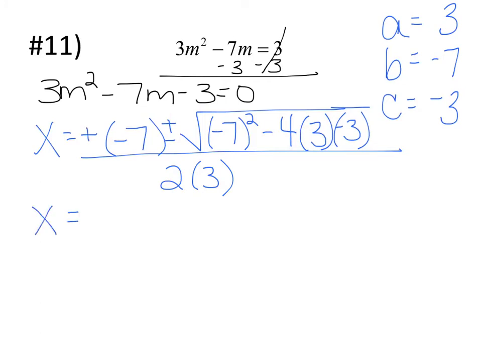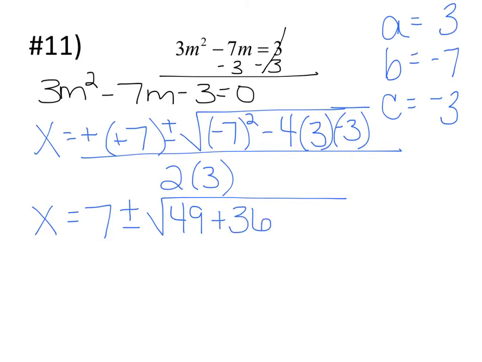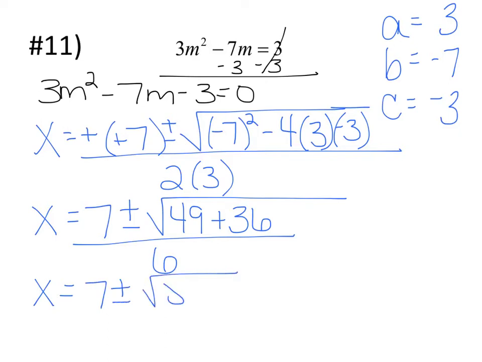X equals, add a line, change a sign. 7 plus or minus the square root, -7 squared is 49. Here we go, -4 times 3 is -12. -12 times -3 is +36. All over 6. Okay? So then we have x equals 7 plus or minus the square root of 85 all over 6.